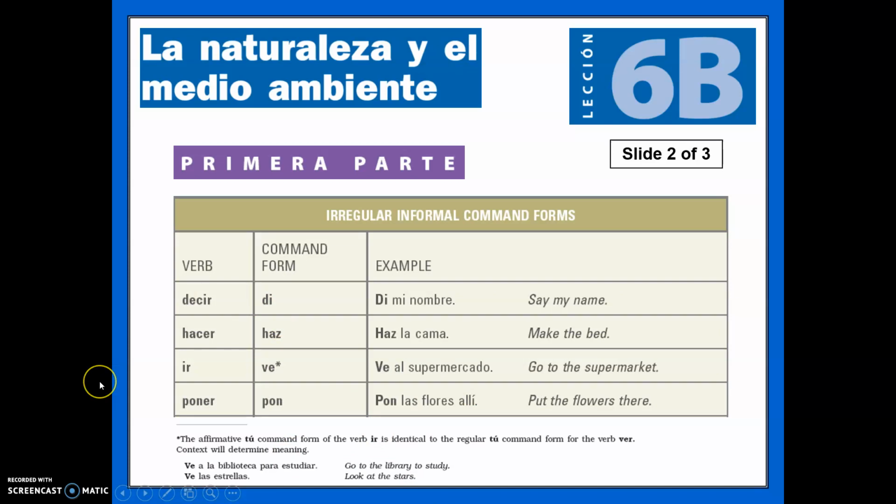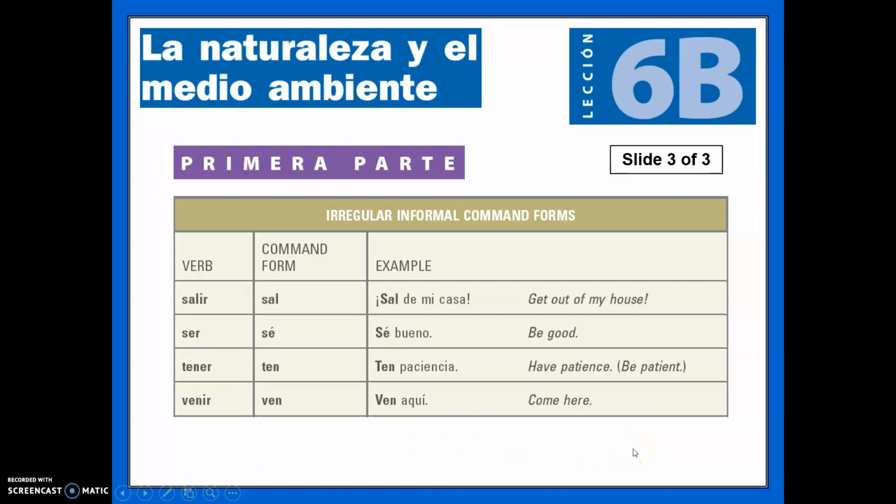Okay, now we have our irregular forms. Decir, hacer, ir, poner. Okay, and if we look here, it gives us actually a note about ir that the affirmative tú command of ir is identical to the tú command of ver, which we have seen in class. The other informal command forms that we have are salir, ser, tener, and venir.